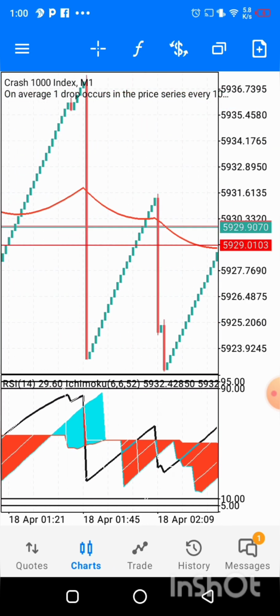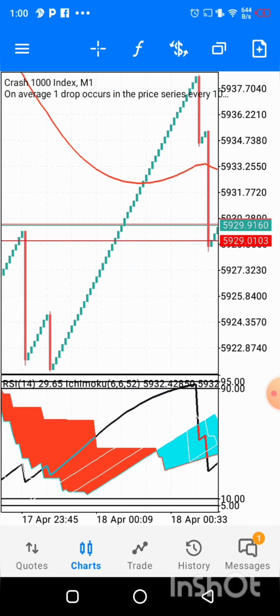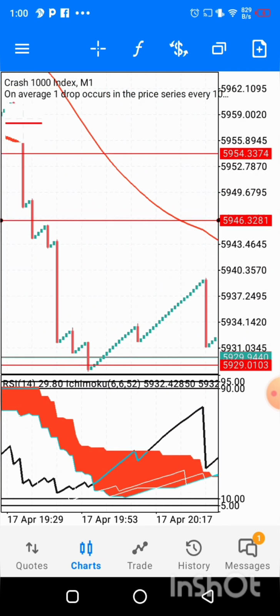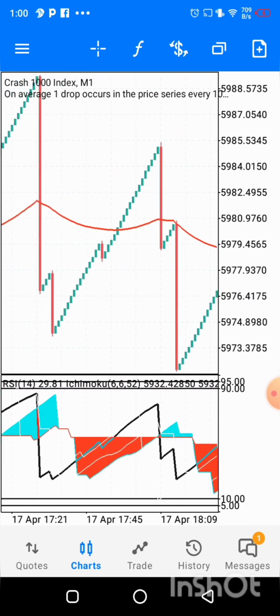So guys, just make sure you practice this on your demo first, and make sure that you perfect this strategy before you go real with this strategy.